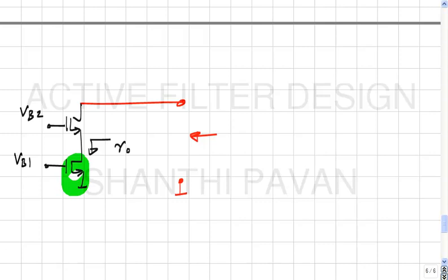Okay, what happens to M1 then? So what will happen to M1, the lower transistor? Resistor. Okay. So let me call that X. So from X to ground there will be a resistor.